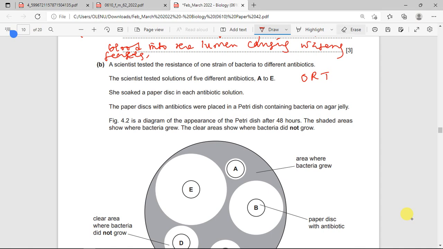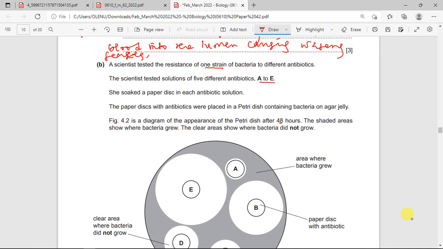Now, this next question is, they said, a scientist tested the resistance of one strain of bacteria to different antibiotics. And so the scientist tested the solution of 5 different antibiotics, A to E. She soaked a paper disc in each antibiotic solution. The paper discs with antibiotics were placed in a petri dish containing bacteria on agar jelly. Now, figure 4.2 is a diagram of the appearance of the petri dish after 48 hours.